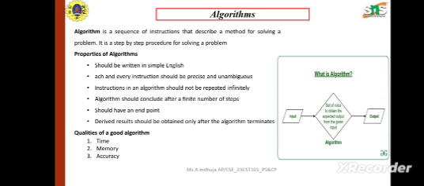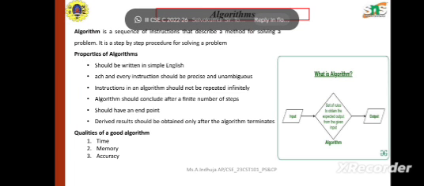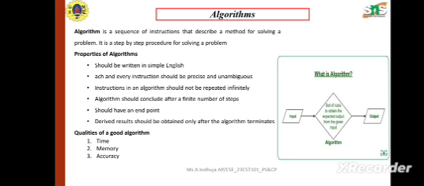So, what is an algorithm? An algorithm is a sequence of instructions that describe a method for solving a problem. It is a step-by-step procedure for solving a problem. In an algorithm, we split the problem into a sequence of instructions. If we are able to split the problem, it is half done.